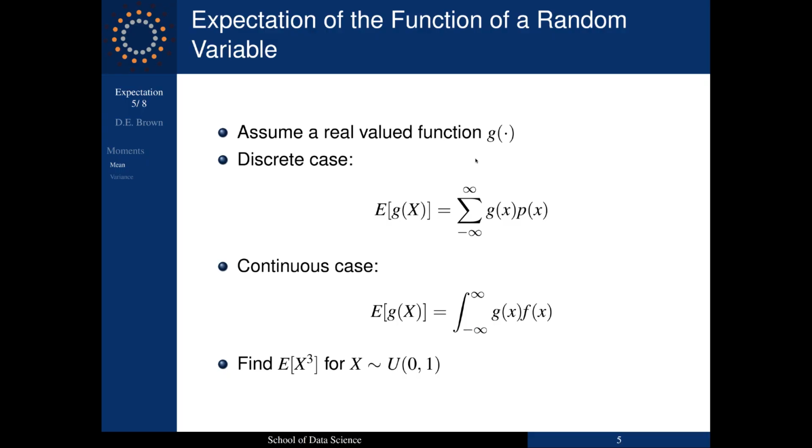You can use this to find what's known as the third moment of a random variable, or the expected value of x cubed, the third moment. For a uniform random variable between 0 and 1, see if you can do the integration and show that that's equal to 1/4.